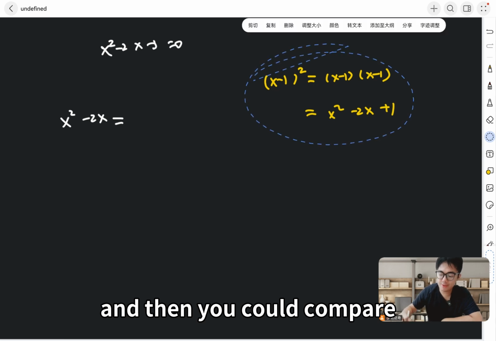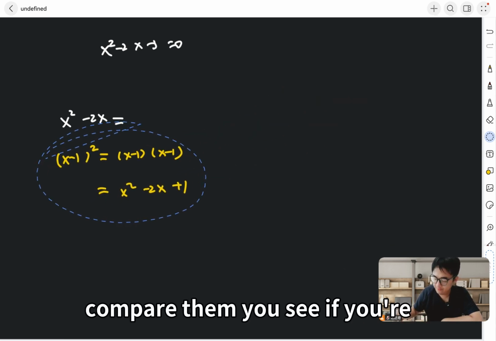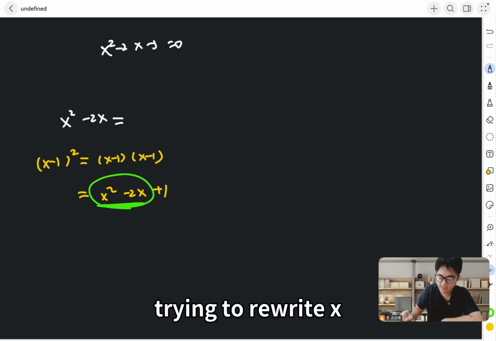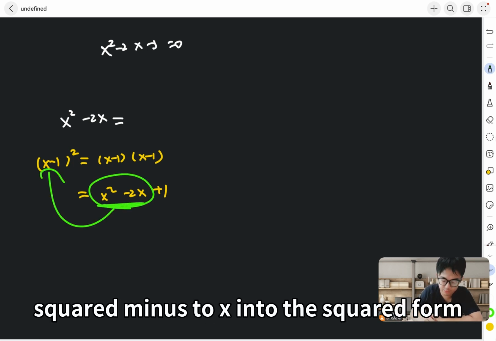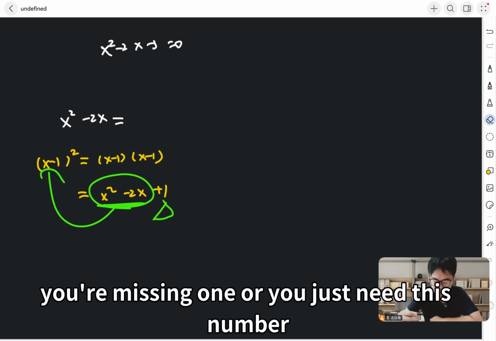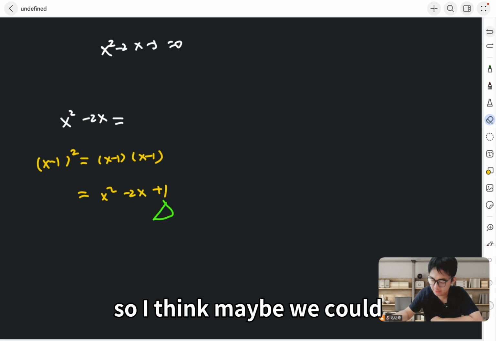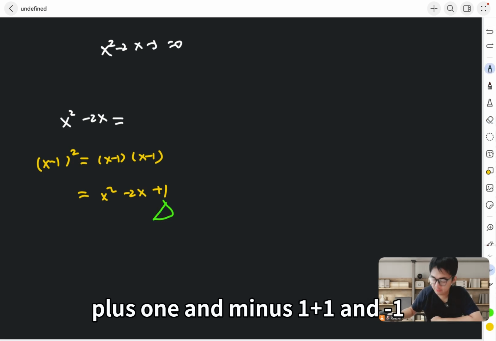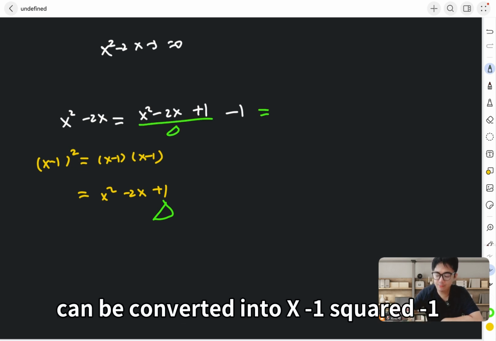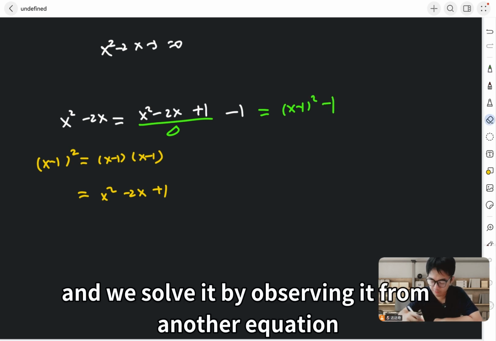Then you could compare them. You see, if you're trying to rewrite x squared minus 2x into the squared form, you're missing 1, you just need this number. So I think maybe we could plus 1 and minus 1. Plus 1 and minus 1. So you see, this part can be converted into (x minus 1) squared minus 1. And we solved it by observing it from another expression.